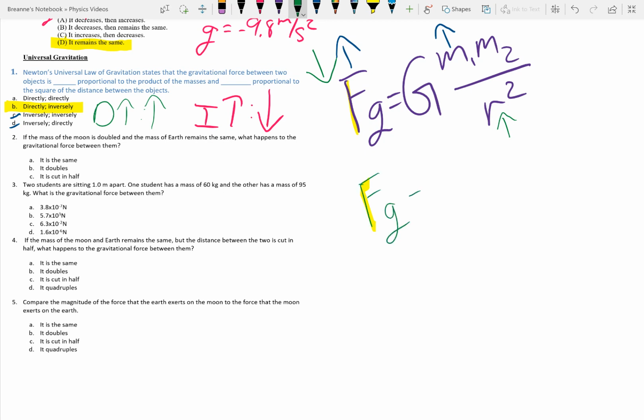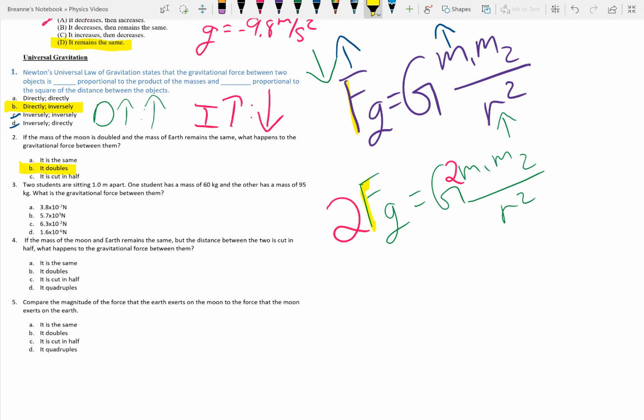Our force of gravity equals big G, m1, m2 divided by r squared. So it's saying what happens if one of our masses is doubled? What would happen to our forces? If this is doubled, it's being multiplied by 2. That means the whole entire system is being multiplied by 2. So to keep it balanced, I would have to multiply my force by 2. So that means our force is doubled.